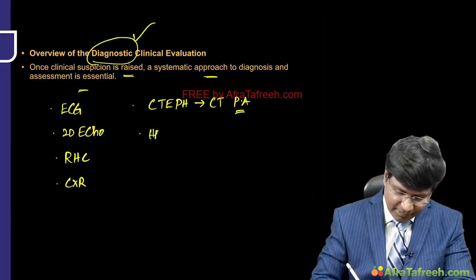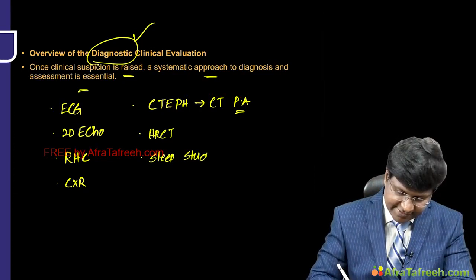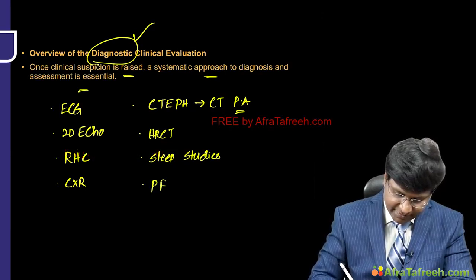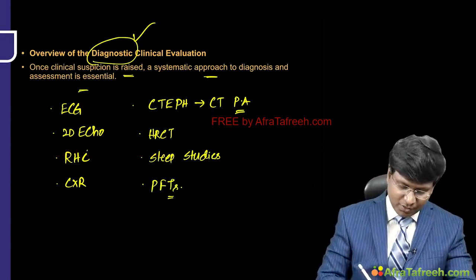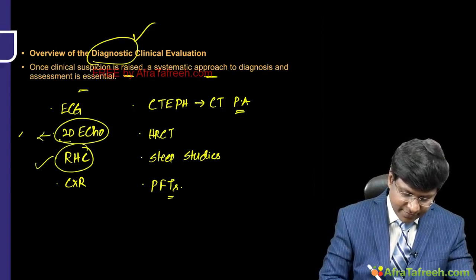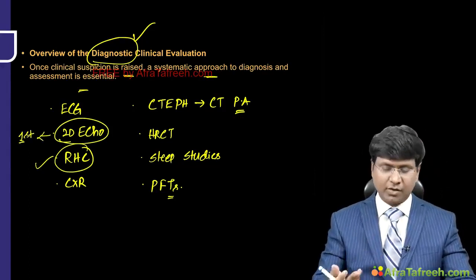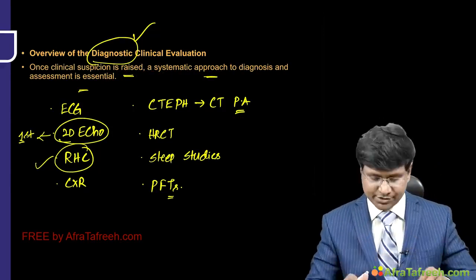Then HRCT is another important investigation. Next, you need to know what the findings will be in sleep studies and in the pulmonary function test. So these are all the various investigations, but the gold standard will be right heart catheterization, and the first line investigation will be two-dimensional echocardiography. So let us discuss one by one. What changes will you observe in these diagnostic investigations?